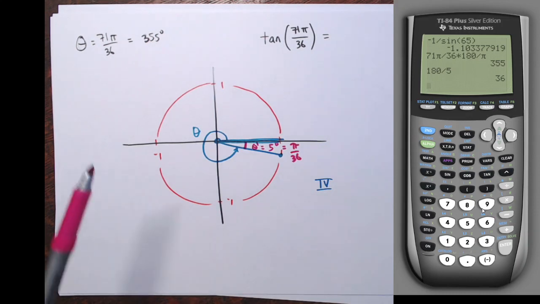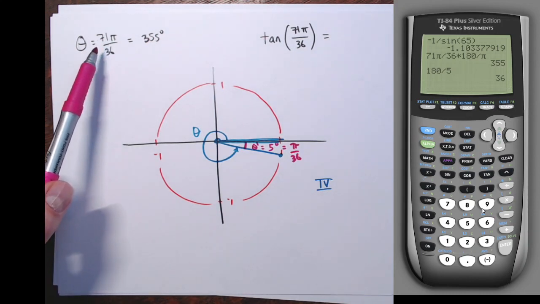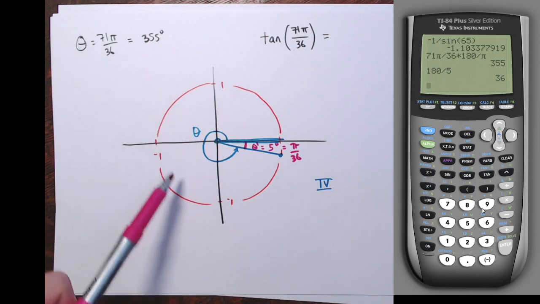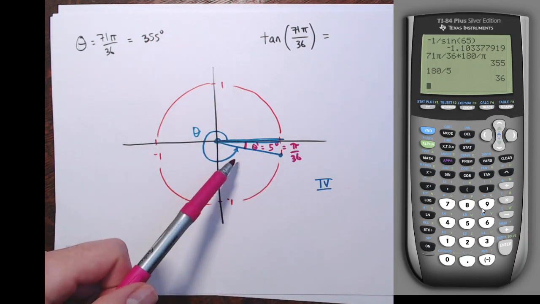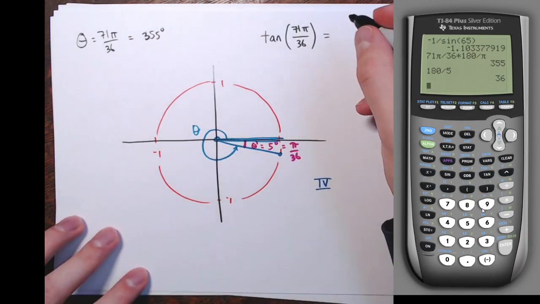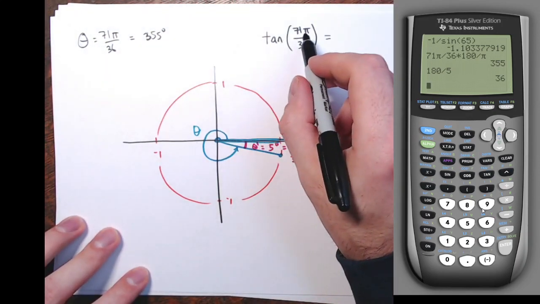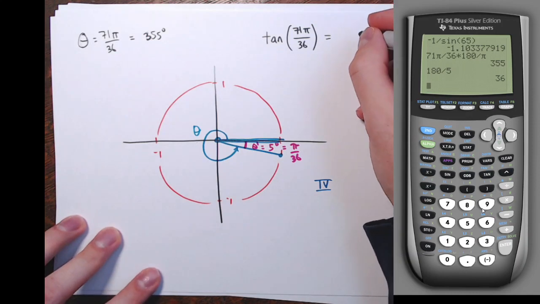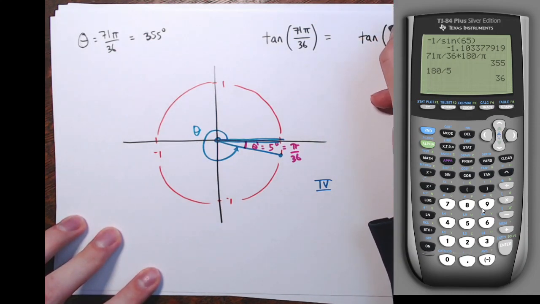Oh, geez, that makes sense too, because 72 pi over 36 would be 2 pi all the way around. So 71 pi over 36 plus another pi over 36 would make 72 pi over 36, which is 2 pi. Once around is 2 pi radians. I can re-express this now, right? The tangent of 71 pi over 36 is the tangent of pi over 36, right?